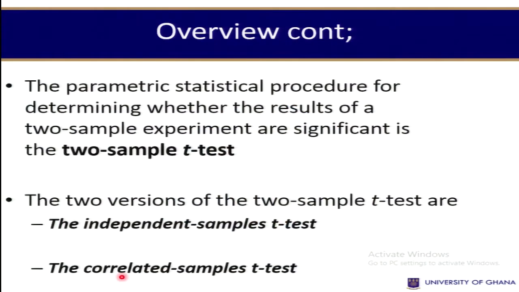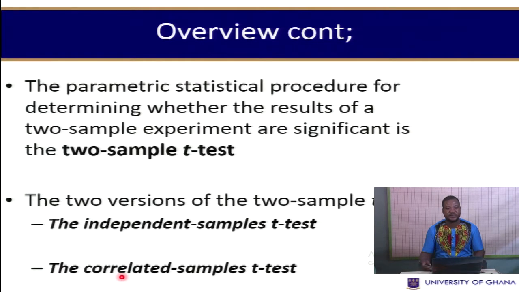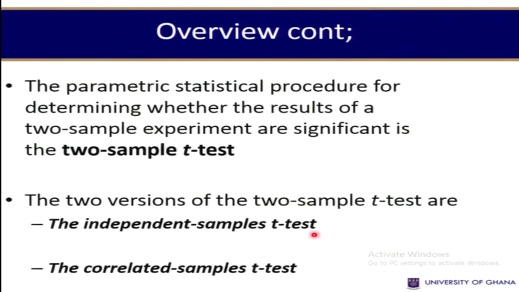And there are 2 versions of the 2 sample t test. One is the independent sample t test, or simply the independent t test, and then the other is the correlated samples t test, or simply the correlated t test. The correlated t test has other names. It's also called the matched t test. It's also called the paired t test. It's also called the dependent t test. So take note of that. So we'll first look at instances where we have to use the independent t test, and then later we'll also get to know instances where we have to use the correlated t test.